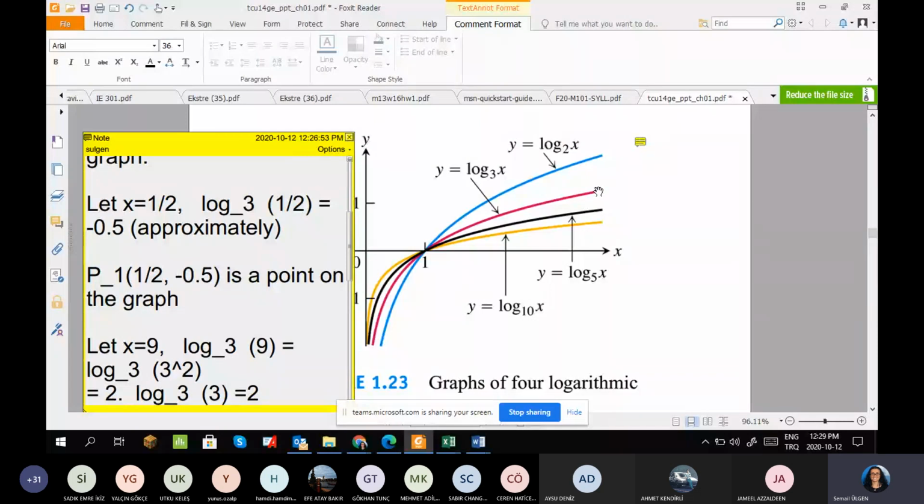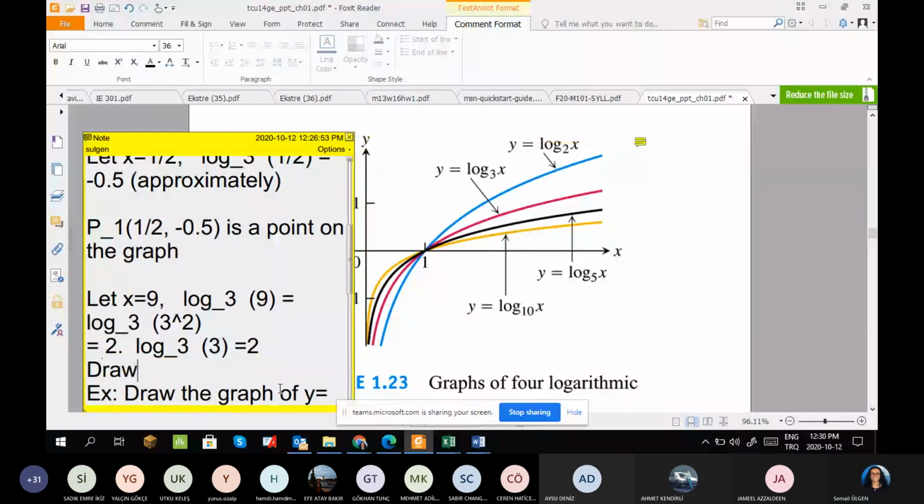So the pink one is going to continue like this. You're going to combine this point with this point here in a curve. But it has to also go through 1. This is very important. Make sure that it goes through 1. Draw a curved line, a curve passing through these 2 points, P1 and P2.